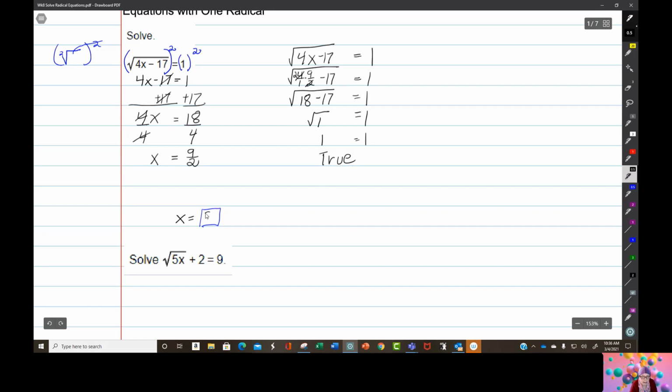So I write 9 over 2 in the answer box, completely confident I have the correct answer because I checked the answer. I promise you that you are going to get untrue answers. This was just a lucky break, a lucky first time. Okay.